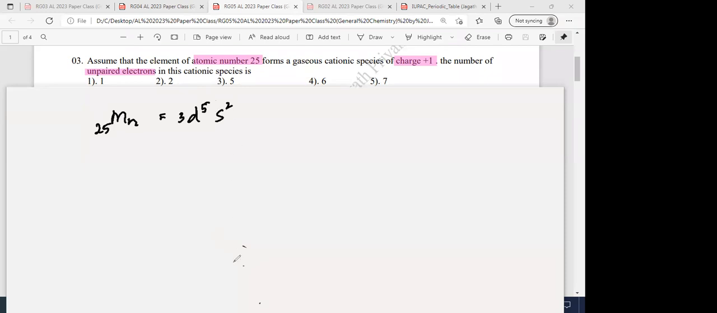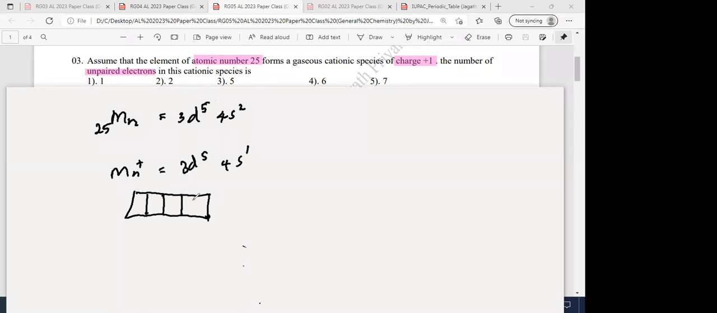3d5 4s2, right? So when it becomes Mn plus, what happened? It becomes 3d5 4s1. Then how many unpaired electrons is very easy. You get 6 unpaired electrons: 1, 2, 3, 4, 5, and here the 6th unpaired electron.